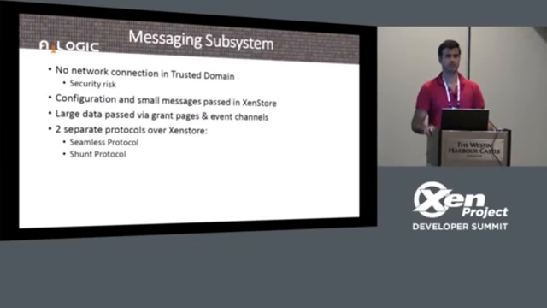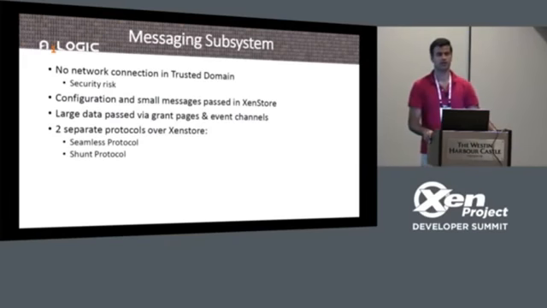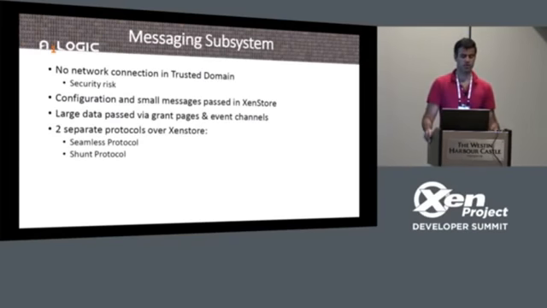So the first subsystem is the messaging subsystem. Because the trusted domain is offline and the network stack is a very big attack surface, as has been seen multiple times in the near past in the security industry, we have the trusted domain offline, and all the communications go through XenStore.